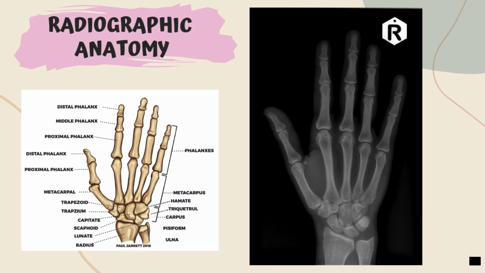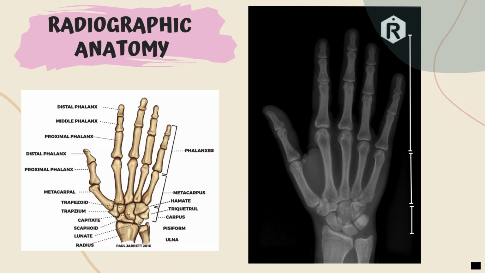Firstly, I will introduce the radiographic anatomy of the PA hand. The image on the left side shows the bony anatomy of the hand, and on the right side is the PA hand radiograph, allowing us to compare the anatomical landmarks with their appearance on X-ray. In this radiograph, we can see the carpals, metacarpals, and the phalanges.